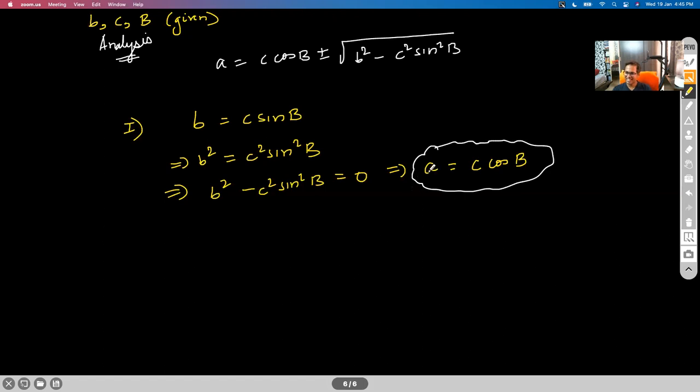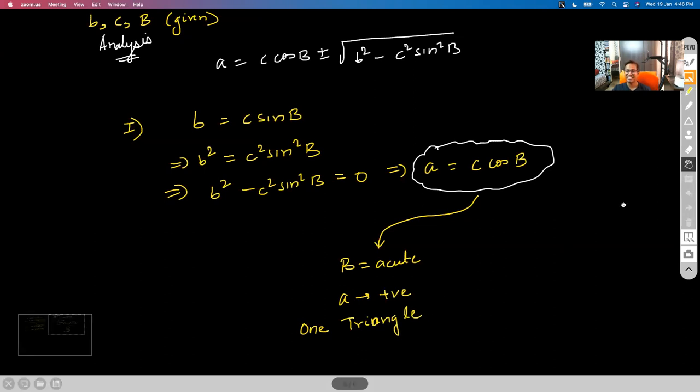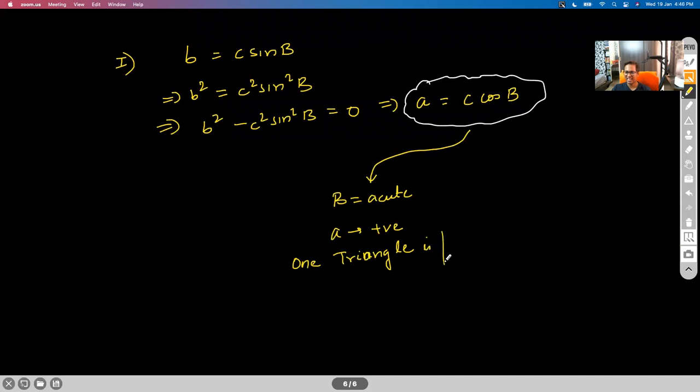So as per her, only one value of A will come out, right? For a given C, for a given capital B, you'll have only one value of A. But what will happen if that B was an obtuse angle? Then no triangle will be possible, right? So here is a catch. Your answer was actually half correct. Here, if B is acute, then definitely your A will be positive. So only one positive A value will come out from there, and hence only one triangle will be possible. And that triangle will be a right angle triangle at C. Okay, so one triangle is possible.